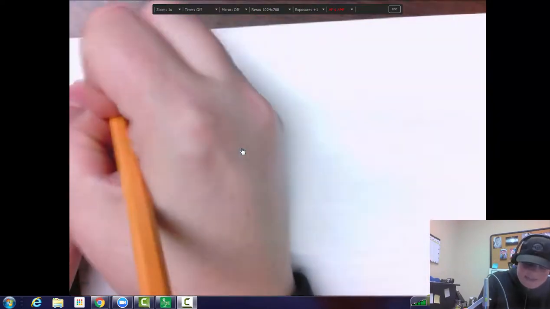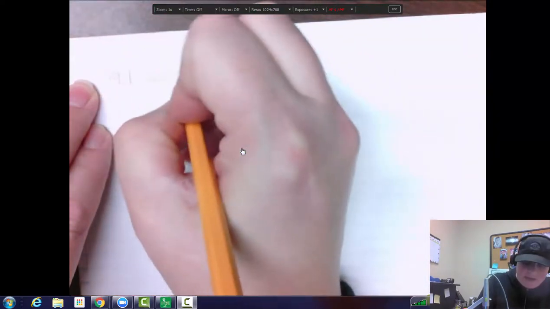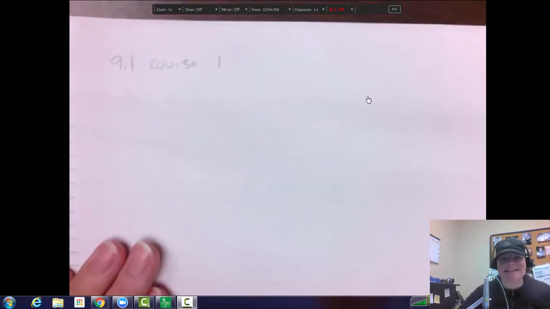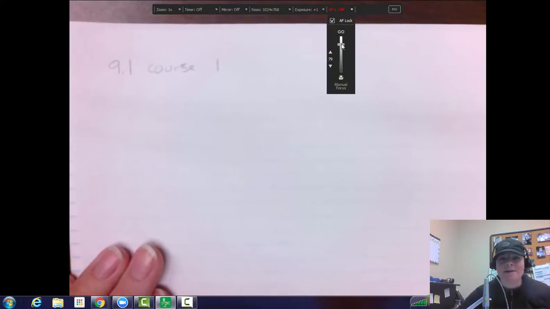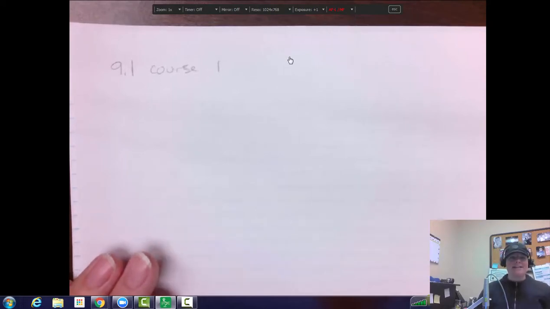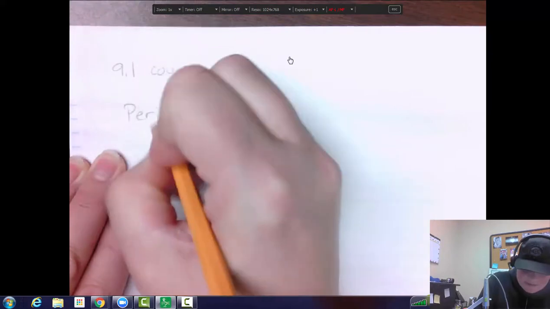Hi everyone, this video is going to help with perimeter and area, and in particular this happens to be section 9.1 in Course 1, but I know this is also in Geometry, so I don't remember what section this is in Geometry. But you'll know that it covers the idea of area and perimeter. So what are those?